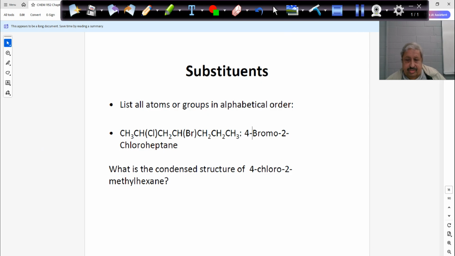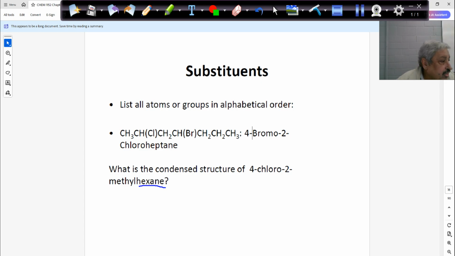So what's the condensed structure for bromo, 4-chloro, 2-methylhexane? What's the backbone of this? I will leave it to you, you can do it. What's the backbone of this? Hexane. How many carbons? 6 carbons, correct.